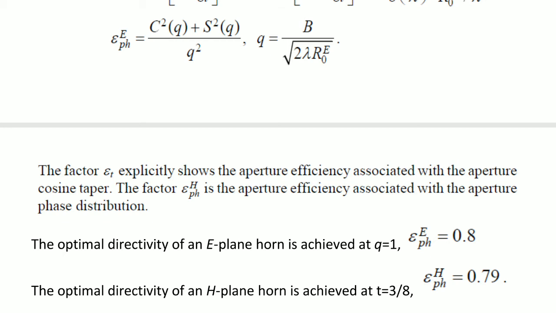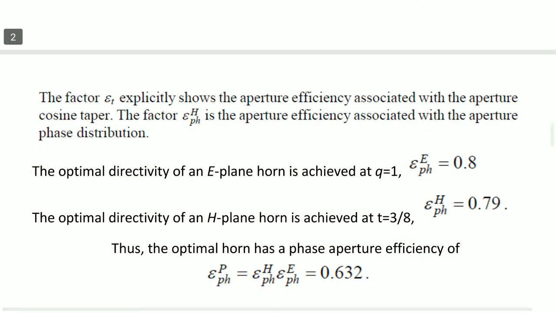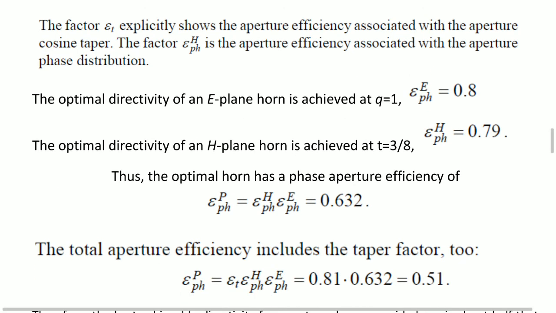There are some other equations also. The optimal directivity of the E plane horn is achieved at q equal to 1, where epsilon ph, the aperture efficiency of phase distribution, is equal to 0.8. The optimal directivity of the H plane horn is achieved at small t equal to 3 by 8, which is nothing but epsilon ph equal to 0.79. So please remember the values of these two factors, the aperture efficiency with the E plane and the aperture efficiency with the H plane. Thus the optimal horn has the phase aperture efficiency.